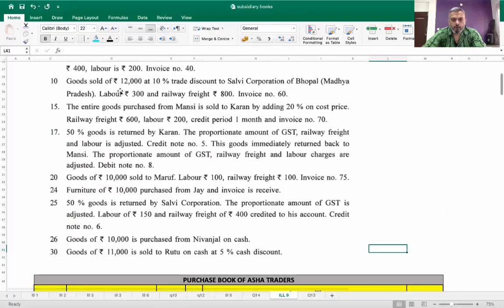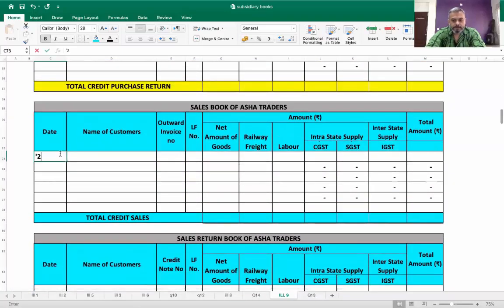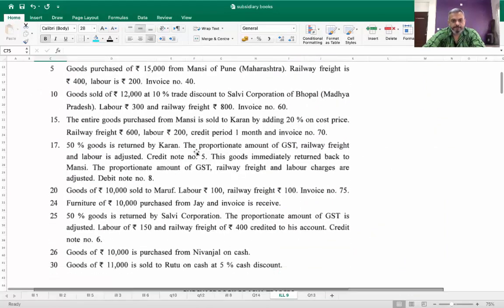April 10, goods sold of 12,000 at 10% trade discount to Salvi Corporation of Bhopal, Madhya Pradesh. So we are selling to someone from a different state, so here we have to apply IGST. Labor 300, railway freight 800, invoice number 60, we are selling on credit. So sales book April 10, Salvi Corporation, outward invoice number 60, 12,000, 10% trade discount.